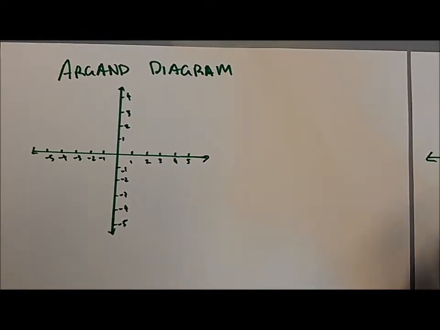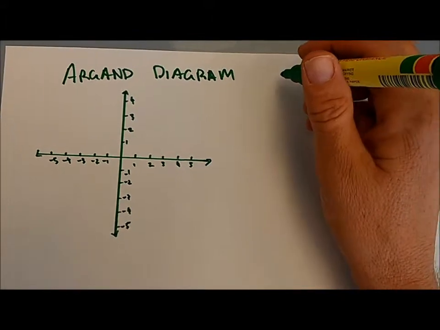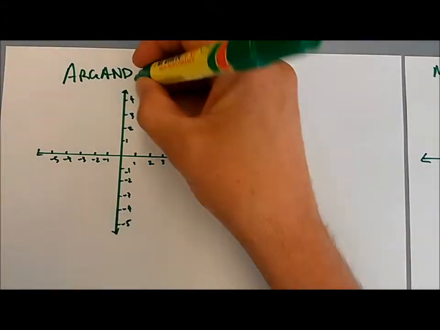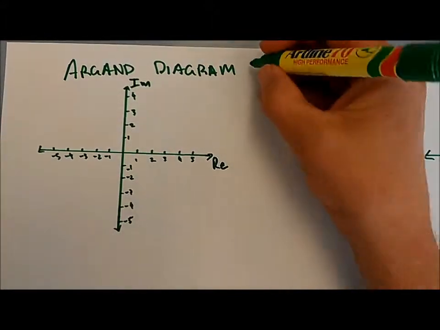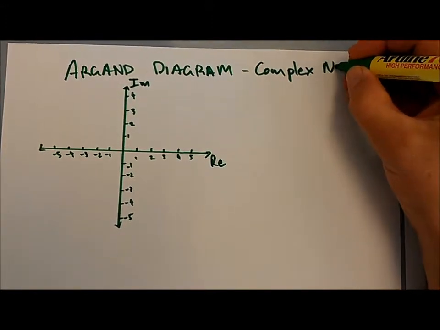Okay, the Argand diagram. The Argand diagram is a means of geometrically representing a complex number. And so rather than an xy axis, instead we now have a real axis and an imaginary axis. And it's really just a number plane, and this will be called the complex number plane, referred to as that as well.